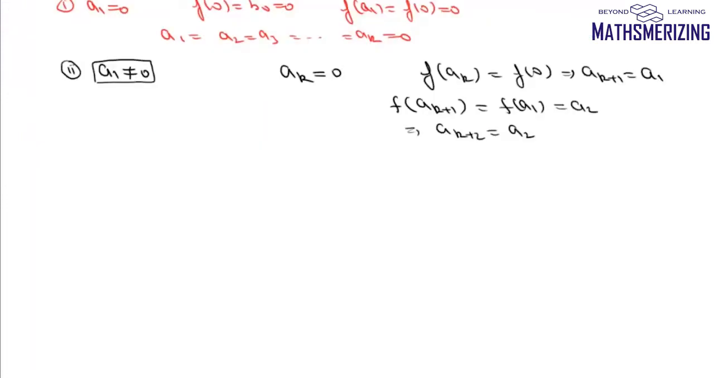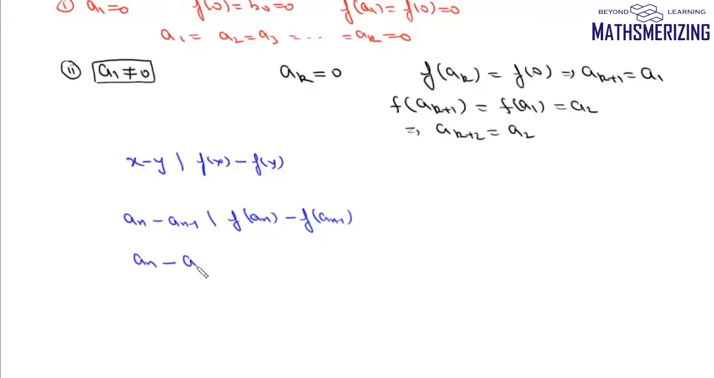Now for polynomial functions with integral coefficients, we have this result that x minus y divides f(x) minus f(y). So using this result, we can say that for any n, a(n) minus a(n-1) divides f(a(n)) minus f(a(n-1)). Now f of an is a(n+1) and f of a(n-1) is an. So we can say a(n) minus a(n-1) divides a(n+1) minus an.